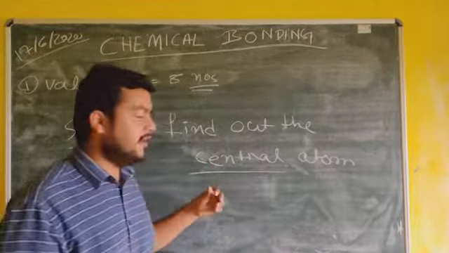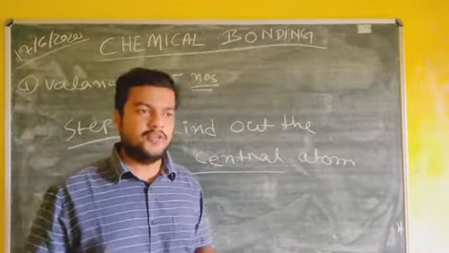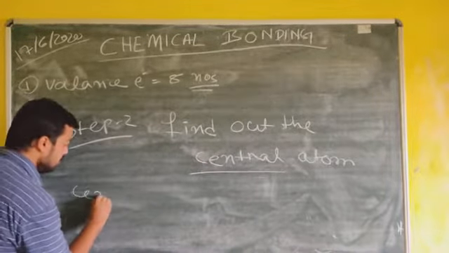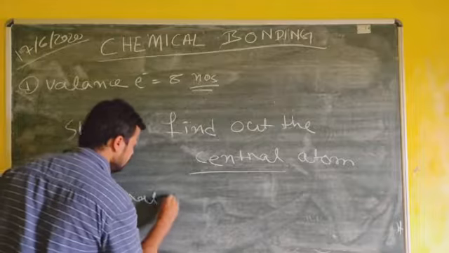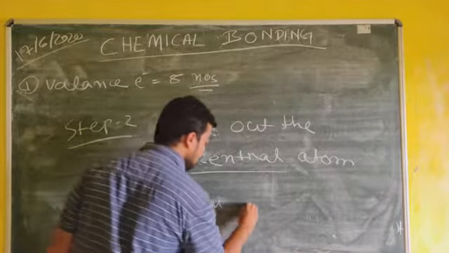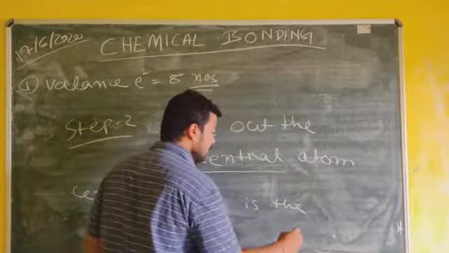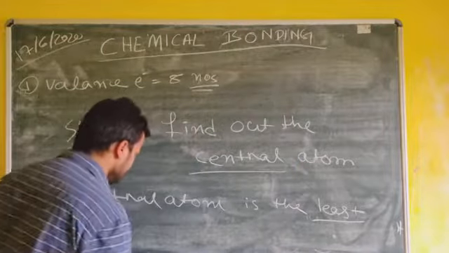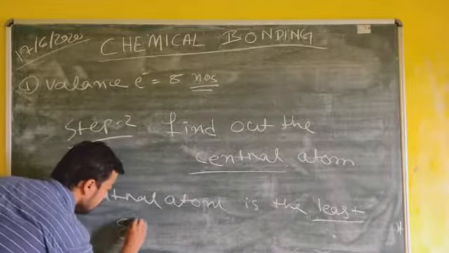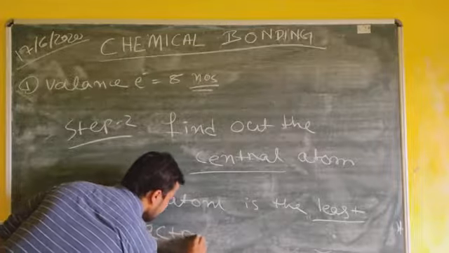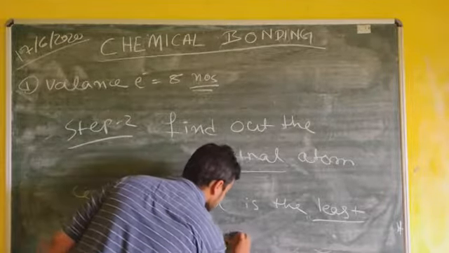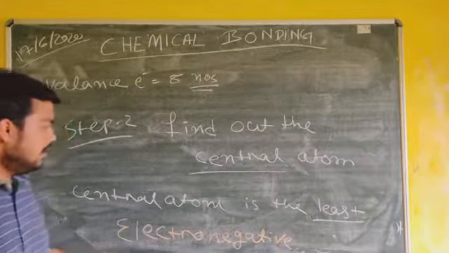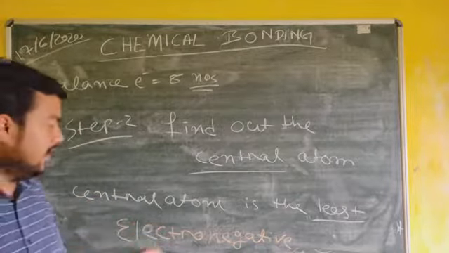So how to identify the central atom? The central atom will be the least electronegative atom in the molecule. The central atom is the least electronegative.